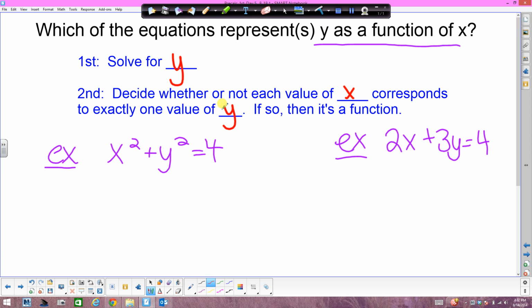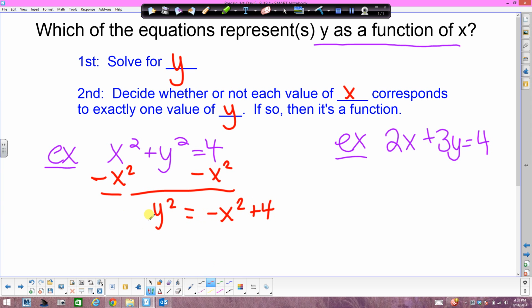So we look at this first example, x squared plus y squared equals 4. We need to solve for y. So we're going to subtract x squared. So we'll have y squared equals negative x squared plus 4. And then to get y by itself, we would want to take the square root of both sides. So we're going to have y equals, whenever you take the square root, we have to remember to take the positive and negative of that square root. Negative x squared plus 4.